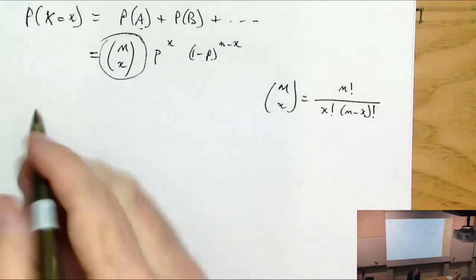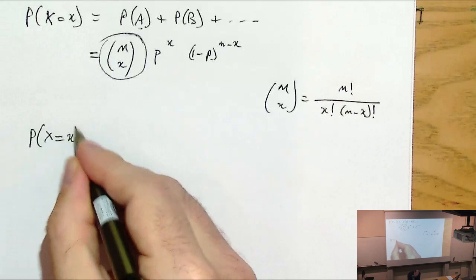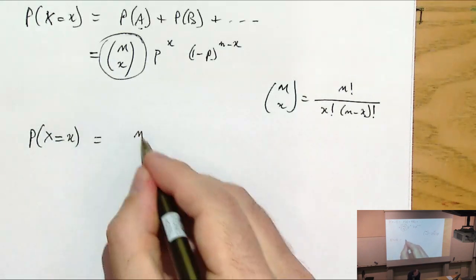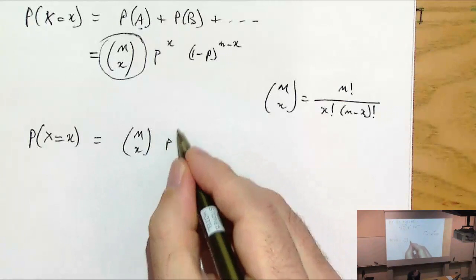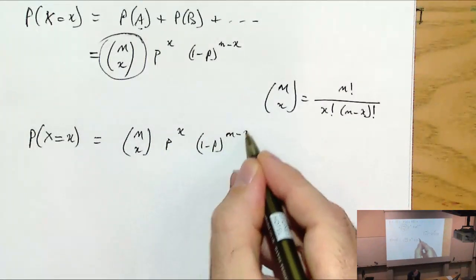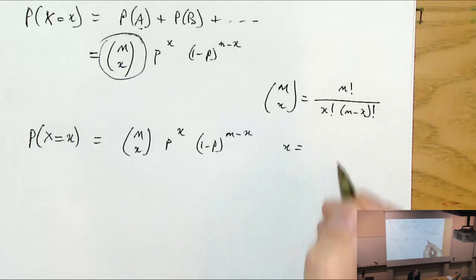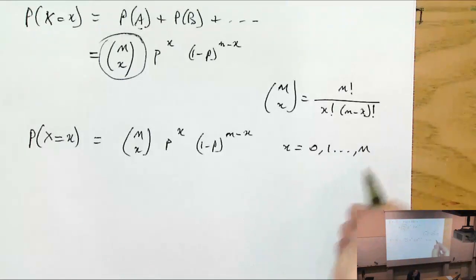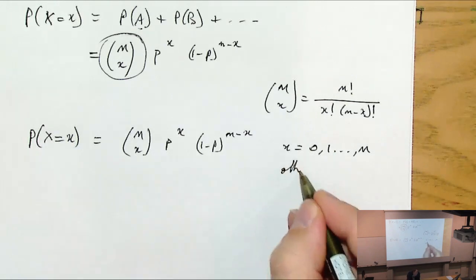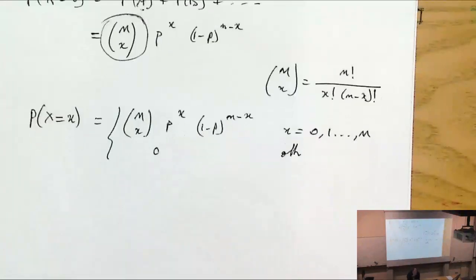So what we get is the probability of having exactly x successes is n choose x, P to the x, 1 minus P to the n minus x. And this is when x is equal to 0 all the way to n. I can have 0 successes, I can have all the way to n successes out of n trials. And otherwise, I get essentially 0. So that's the probability mass function of a random variable that is binomial.